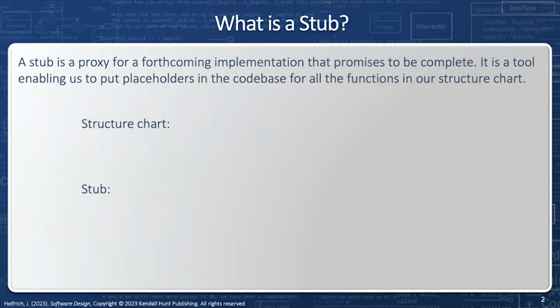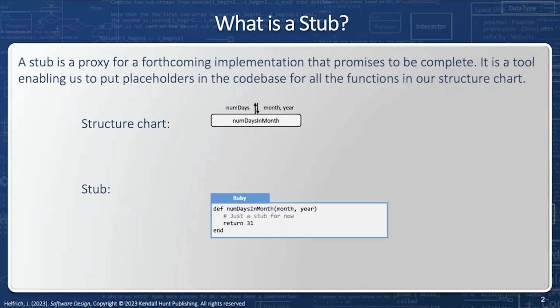A stub is a proxy for a forthcoming implementation that promises to be complete. It is a tool enabling us to put placeholders in the code base for all the functions in our structure chart. So for an example, let's say I have a function called num_days_in_month. I'm going to take a month and a year as an input parameter. I'm going to return the number of days in that month as an output parameter. Well, my stub will just have that function, this one in Ruby, which is going to say num_days_in_month, and it's always going to return 31. In other words, it's incomplete.